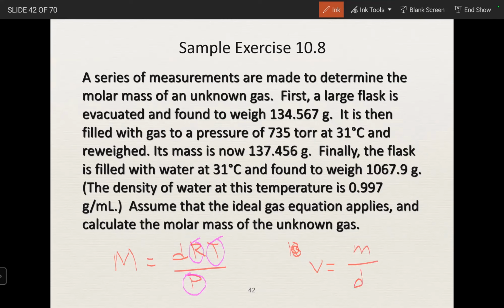With this, we can look at the water because we've already got the density. We've already got that bottom piece, 0.997 grams per milliliter. And then with the mass on top, we've got the initial empty flask, 134.567, and the mass of the flask filled with water, 1,067.9. If we subtract those two, we get the mass of the water, so we can ultimately solve for the volume. The volume is the same whether it's filled with water or filled with gas. And we already calculated the mass of the gas, so we can solve for these pieces.